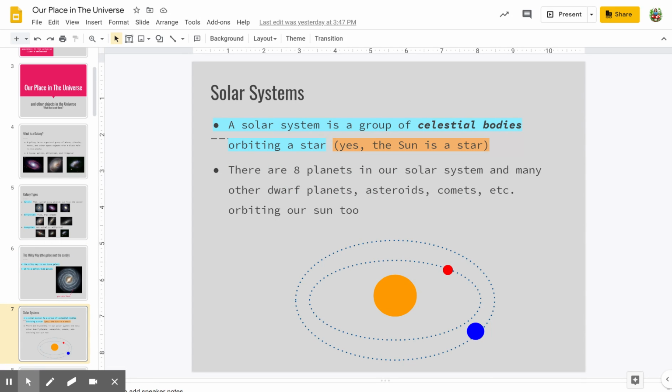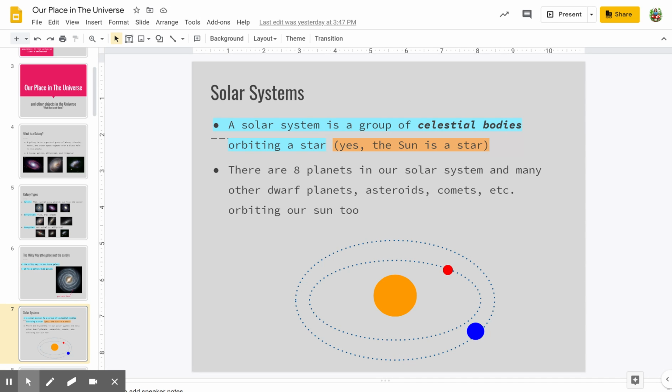We are in a solar system inside of that galaxy, so we're working from really big objects down to smaller, so down to where we are. All right, so a solar system is a group of celestial bodies orbiting a star. Okay, so celestial bodies are just anything in outer space, anything that was naturally occurring in outer space.